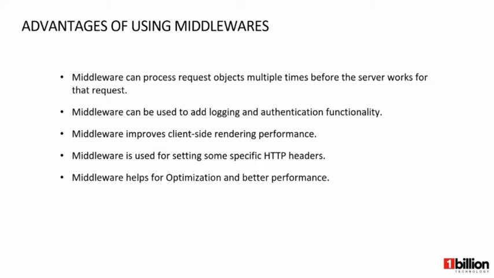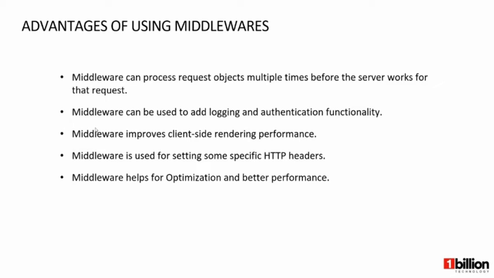Let's discuss the advantages of middlewares. These middlewares can process the request object multiple times before the server works on it. For instance, let's say there is a login page. Before checking whether the entered email exists in the system, we need to verify that the entered details are valid. In the email field, if we pass other data like a number or username, those are not valid details. So before going through the main code, the request object can be processed multiple times using chained middleware.